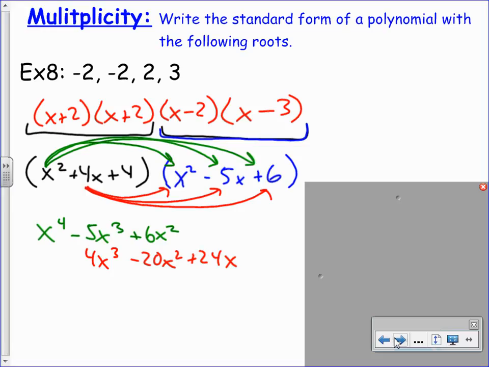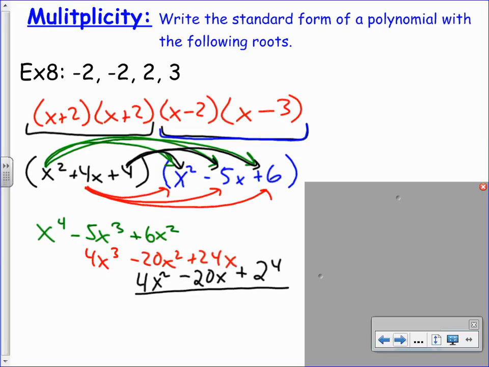Jenny, mega chicken. All right. Last but not least, this 4. So 4 times x squared. So I'll put that under the x squared stuff, right? And 4 times -5. And then 4 times 6.